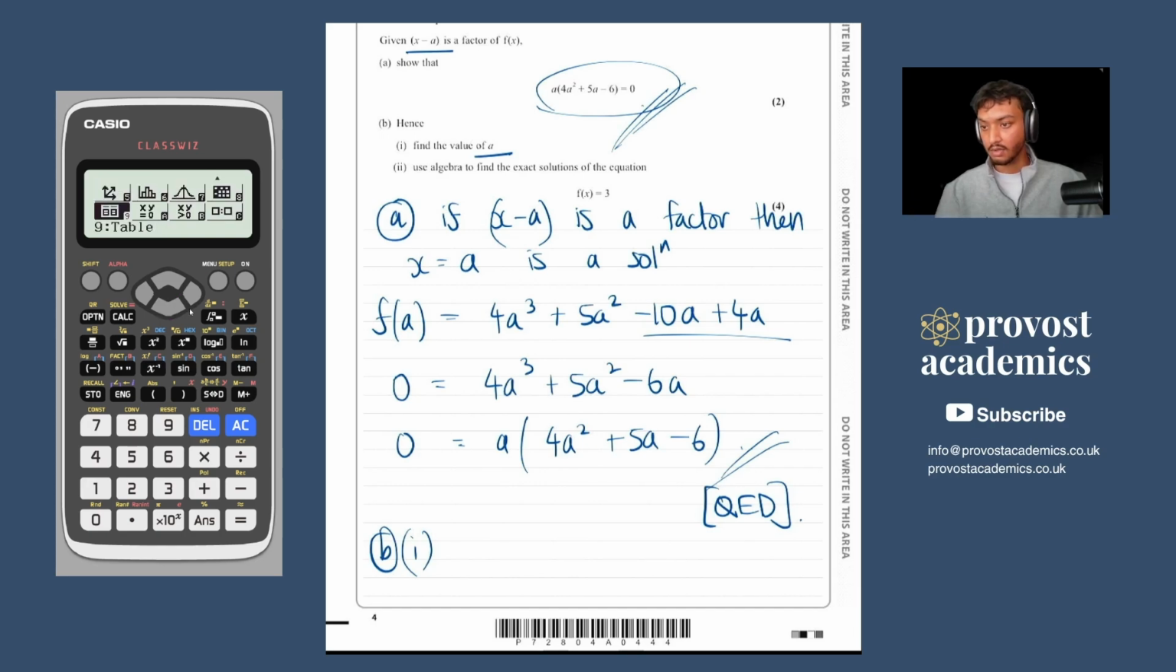So we want to go to the equation, polynomial, second order. Our equation is 4, 5 and minus 6.